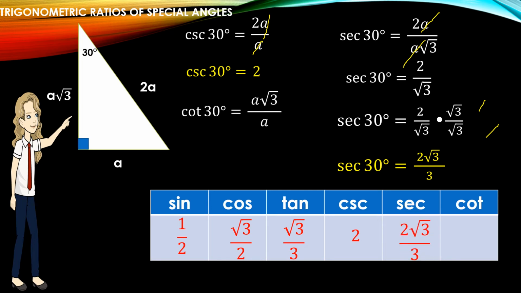And the last one is the cotangent 30 degrees. The cotangent is adjacent over the opposite. So we have A square root of 3 over A. Then cancel A. And the cotangent 30 is square root of 3. So those are the 6 trigonometric ratios in 30 degrees, special angles.